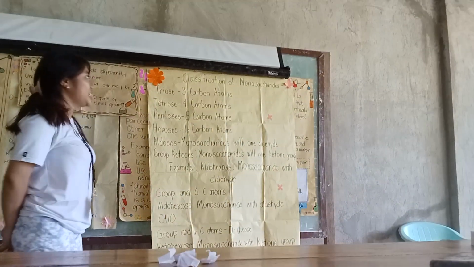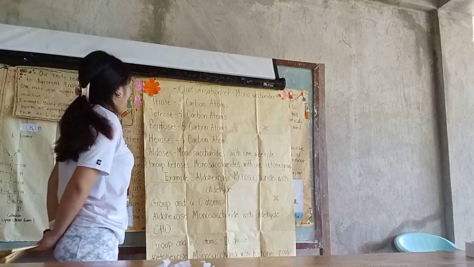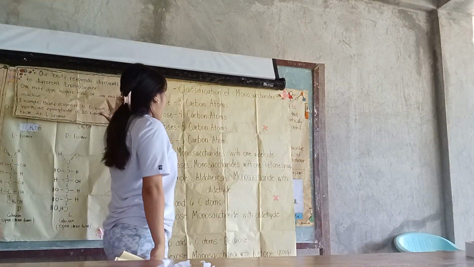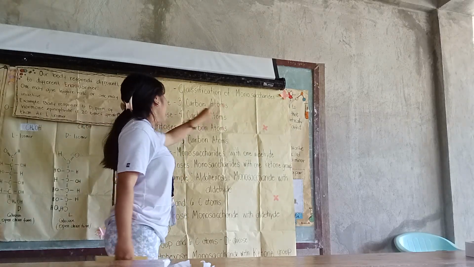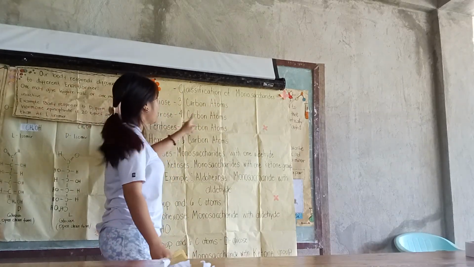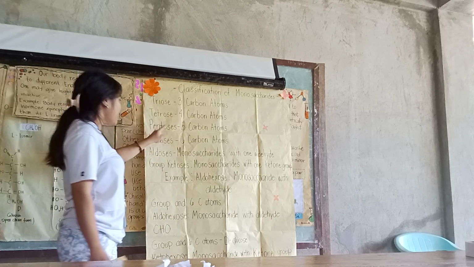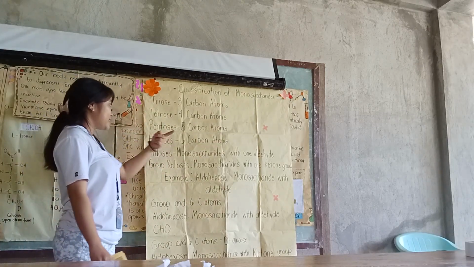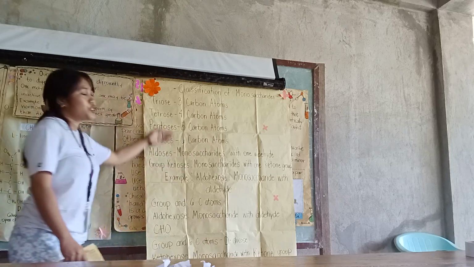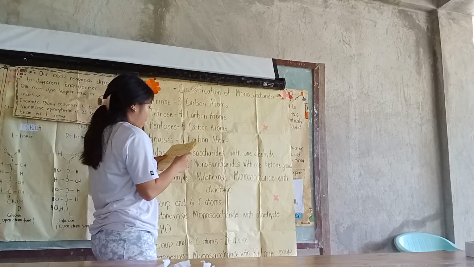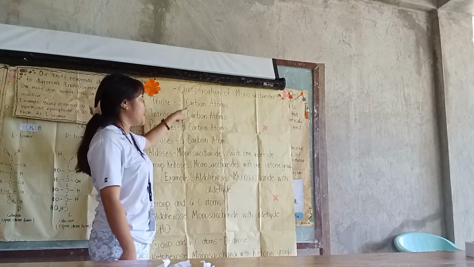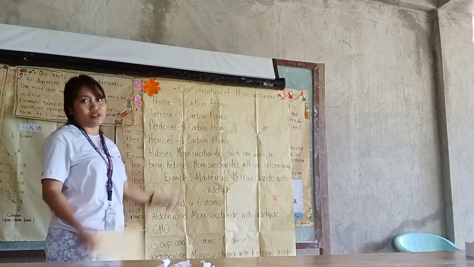So, classification of monosaccharides. First is triose, which is 3 carbon atoms. Tetrose, 4 carbon atoms. Pentoses, 5 carbon atoms. Hexoses, 6 carbon atoms. So, they are classified according to their number of carbons.